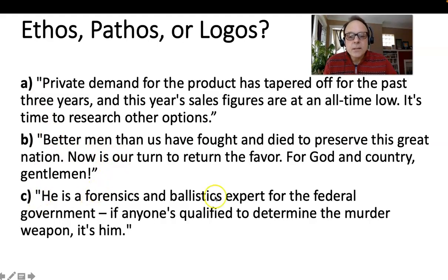Letter C. He's a forensics and ballistics expert for the federal government. Now, this might have been confused with logos. When I first looked at it, I thought logos, but it's logical. Yeah, he's a good person. But it's really more about ethos because he's an expert. Let's listen to him. If you ever watch any of those CSI type programs, right? They don't have just some random guy doing the ballistics. It's a ballistics expert, right? And so that expert status is often connected to ethos.